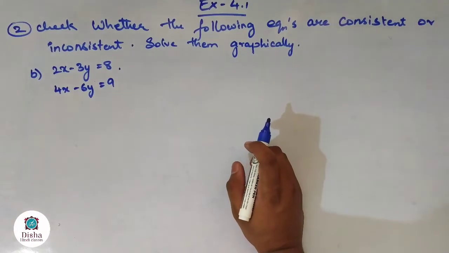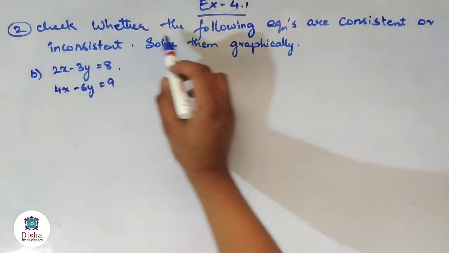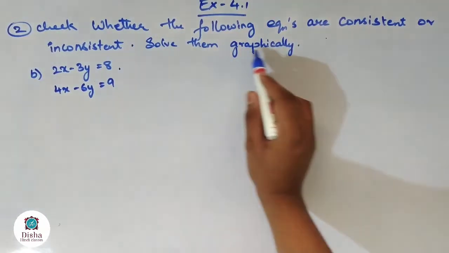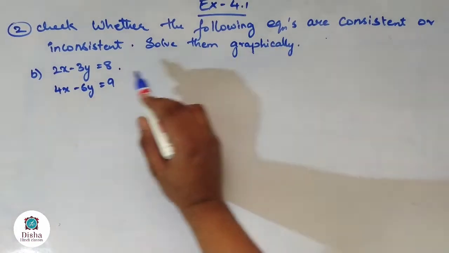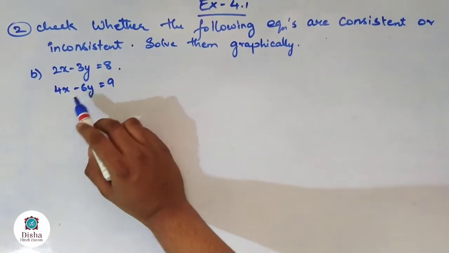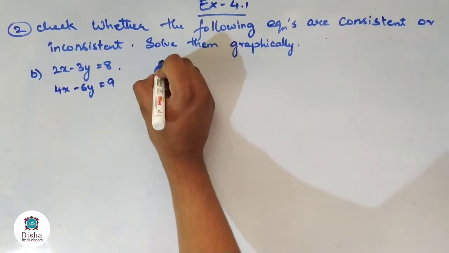Welcome back to another video. Today we are going to discuss exercise 4.1, second bit: check whether the following equations are consistent or inconsistent, and we have to solve them graphically. So we have been given the two equations, 2x minus 3y equals 8 and 4x minus 6y equals 9. So first let us write a1, a2.